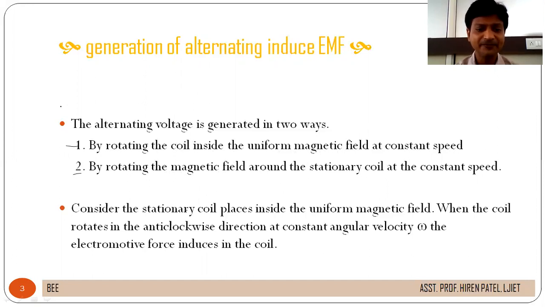Now we'll see the setup. How can we generate alternating EMF? So here consider the coil placed inside a uniform magnetic field. We are dealing with the first case, where the magnetic field is stationary but the coil is rotating. When the coil rotates in anti-clockwise direction at constant angular velocity omega, the EMF, electromotive force, is induced in the coil.